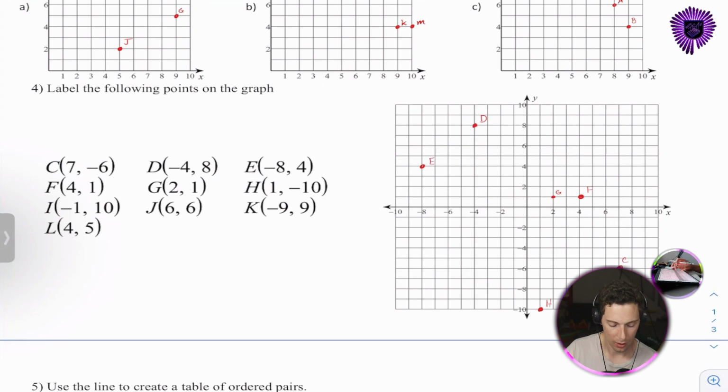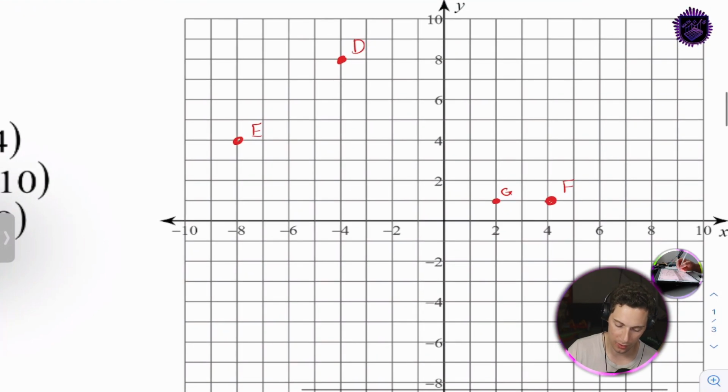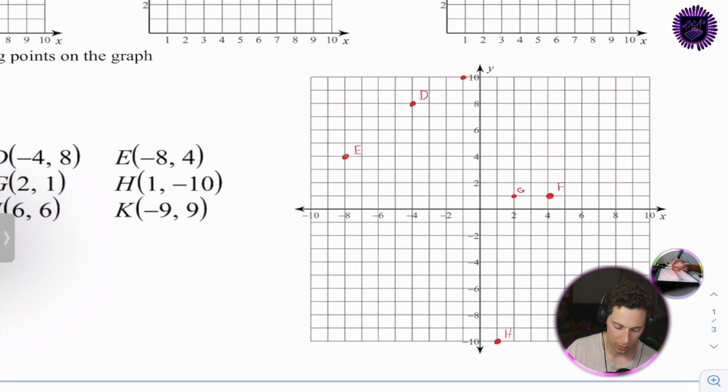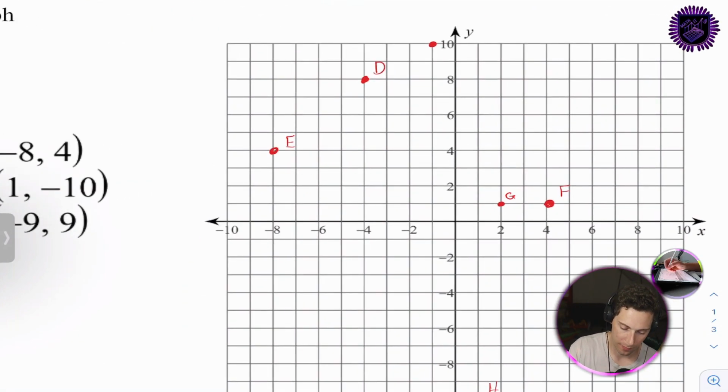H, and then I, 1, -10, and -1 and 10. Opposite, so it's going the opposite direction. -1, +10. That's our I.